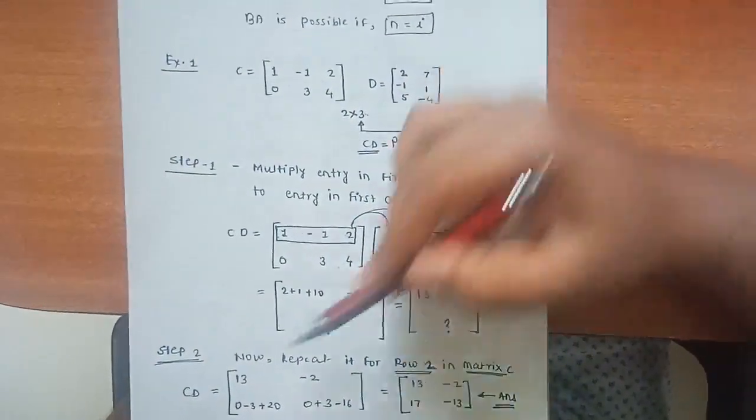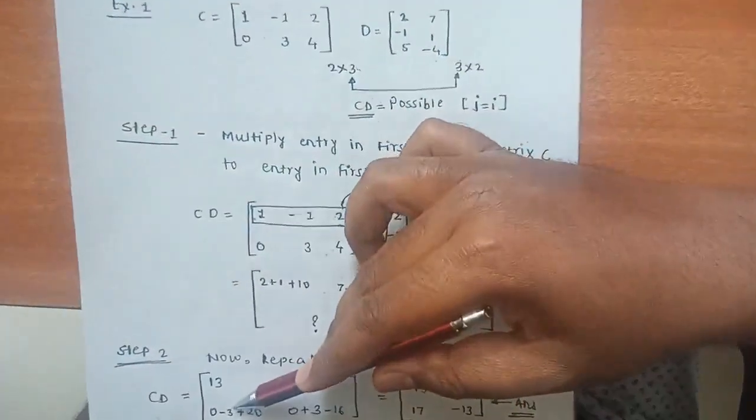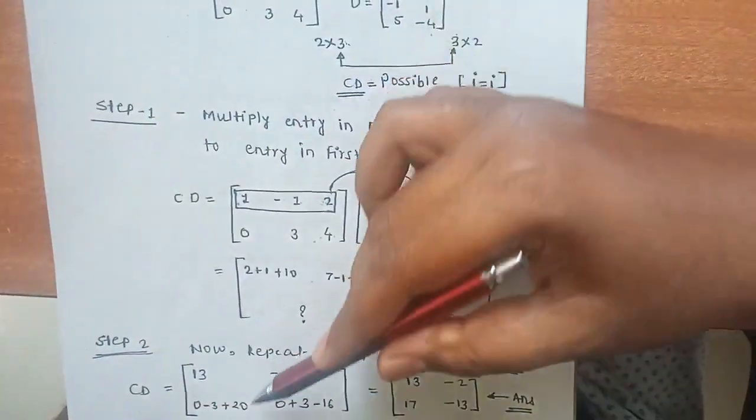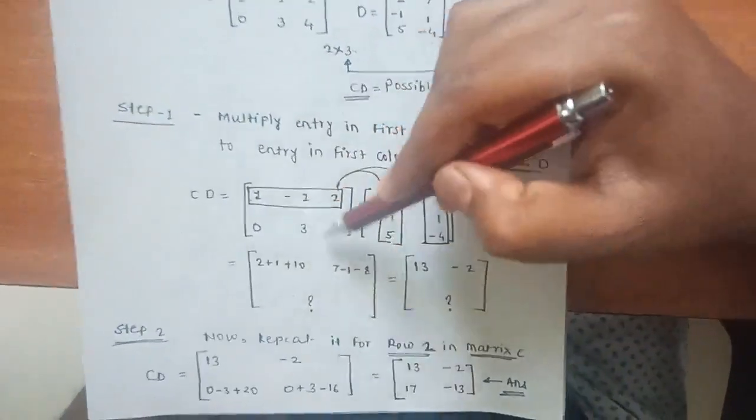0 into 2 is 0, so I have written it here. 3 into minus 1 is minus 3. 4 into 5 is 20. So I got the first element of the second row, because I am multiplying with the second row.